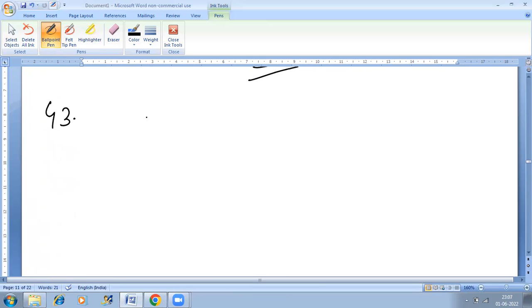It's a little controversial question. So C and B both are accepted as correct answers. 44th.